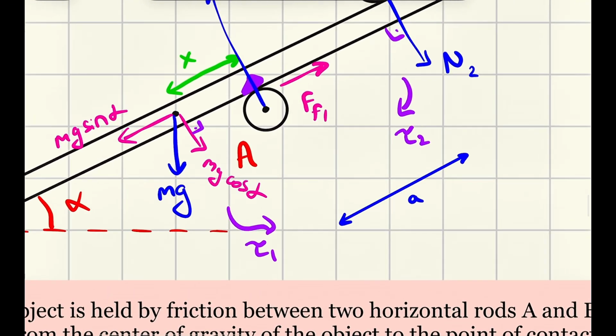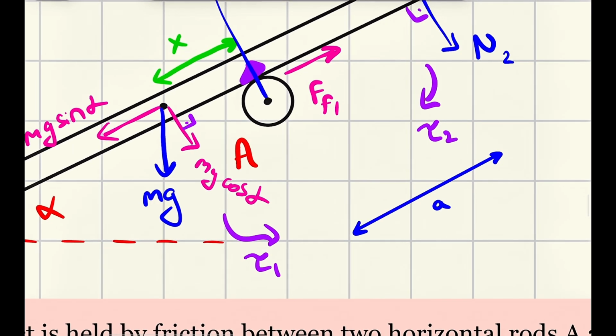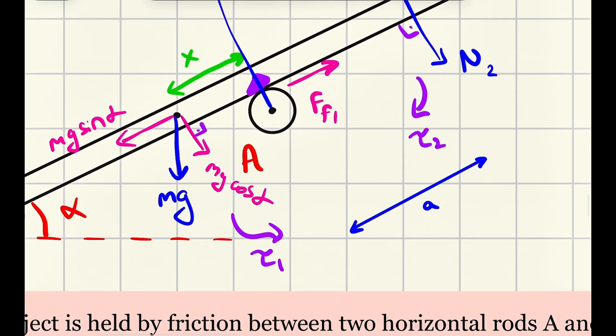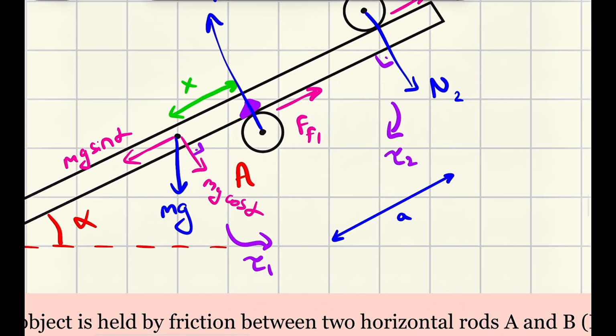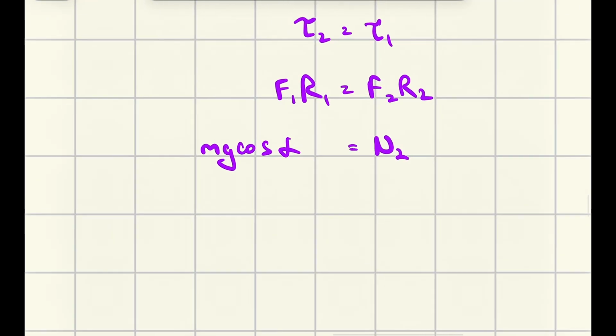However, what are their distances? The distance of mg cosine alpha from that pivot is exactly what we are searching for, it's x. And the distance of the normal force 2 to the pivot is a. Right? So here we need to write, this would be x, this would be a. Okay, good. And what we're trying to search for is this thing. Okay, let's derive its formula. This thing below would have mg cosine alpha. Above, it would be N2 multiplied by a.